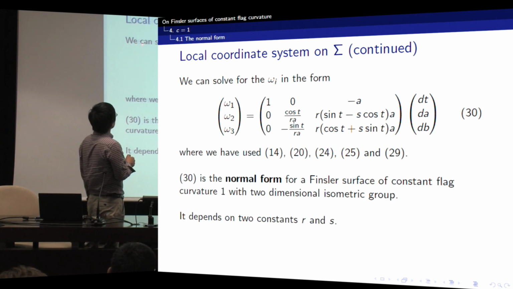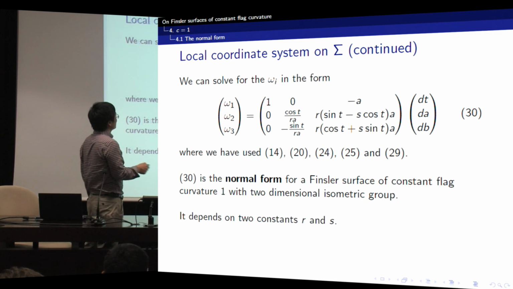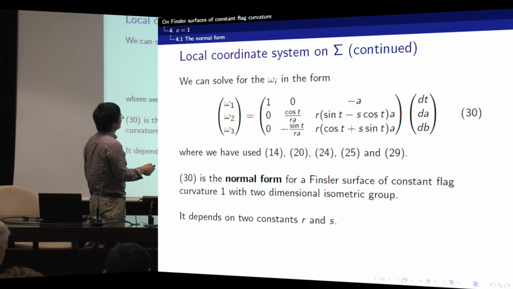So we can solve for the omega in the form. This is the normal form of the Finsler surface of constant flag curvature 1 with a two-dimensional isometric group. This is a normal form. It just means omega 1 equals dt minus a dB, and omega 2 equals this one times dA plus this one times dB, and omega 3 equals this term times dA plus this one times dB.